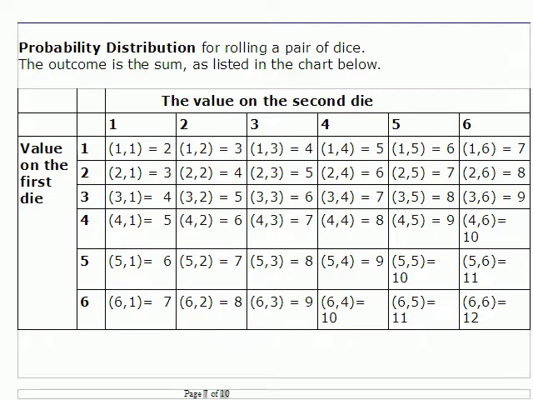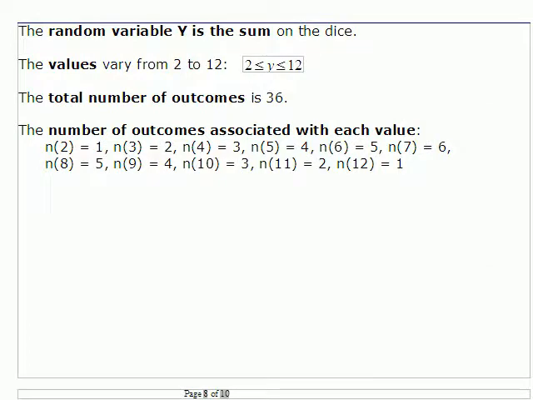Here's a slightly more complicated one. In this case, you're rolling a pair of dice. The outcome will be the sum on the two faces, and it will vary between 2 and 12. Of course, there's more than one way to get several of these numbers. And here's a list. For 2, there's only one way. For 12, there's only one way. But to get 7, there's 6 ways. For 9, there's 4 ways, etc. And I'll write those in a table.